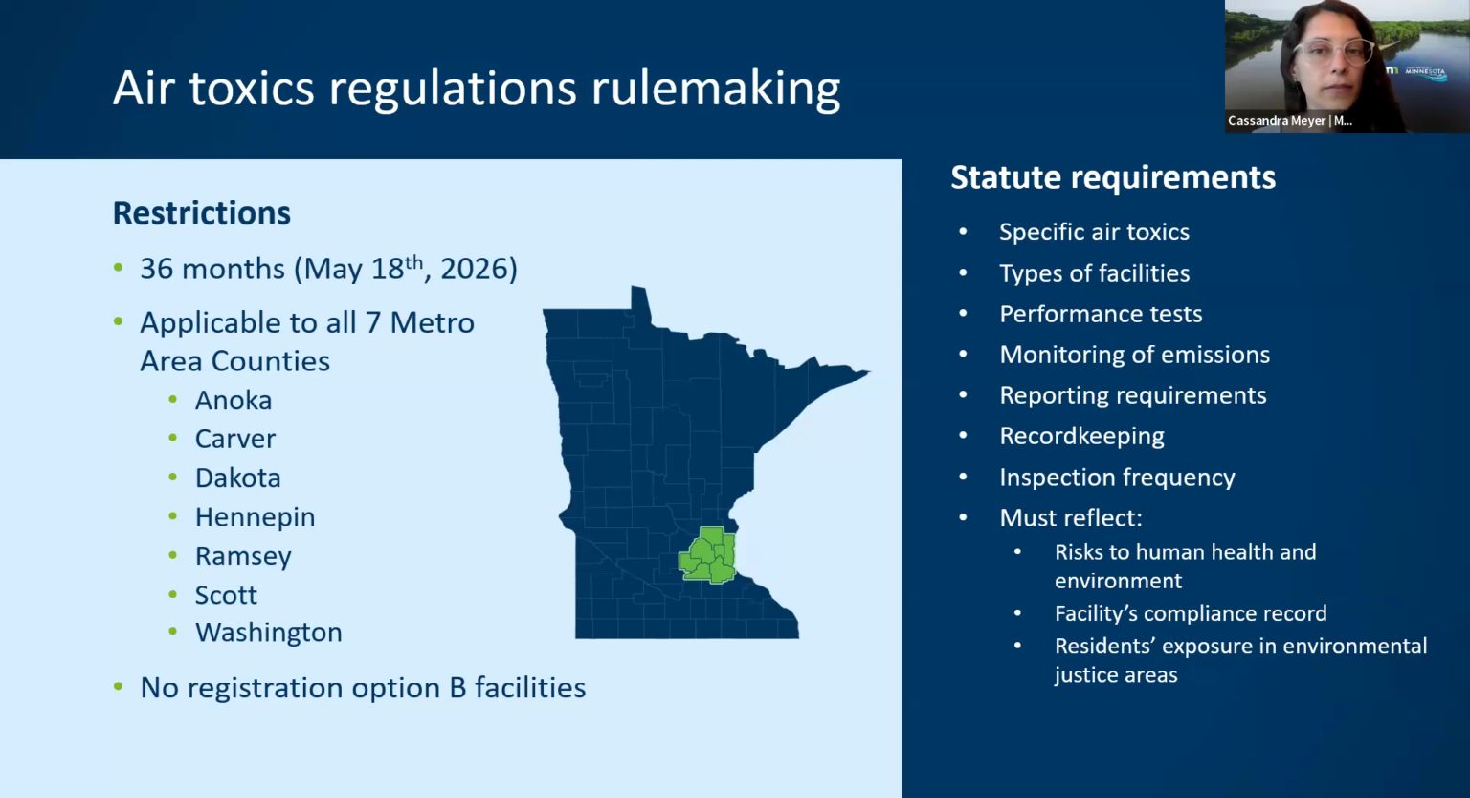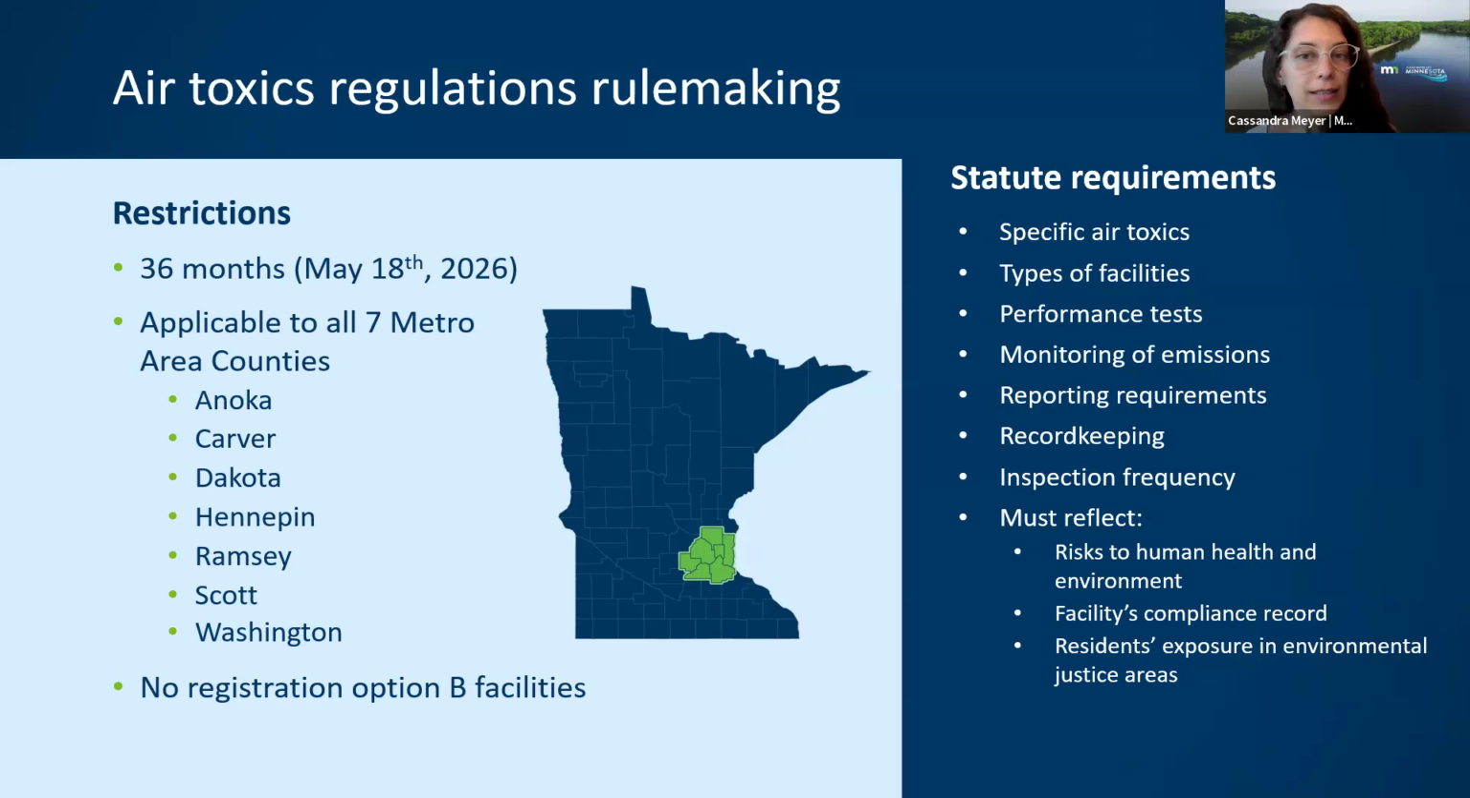This sets the floor for our efforts and not the ceiling. And these items include that we must address specific air toxics, types of facilities, performance tests, monitoring of emissions, reporting requirements, record keeping, inspection frequency. And we also are directed where our rules must reflect risks to human health and the environment, a facility's compliance record, and residents' exposure in environmental justice areas.